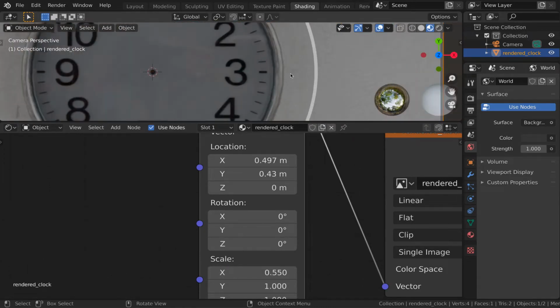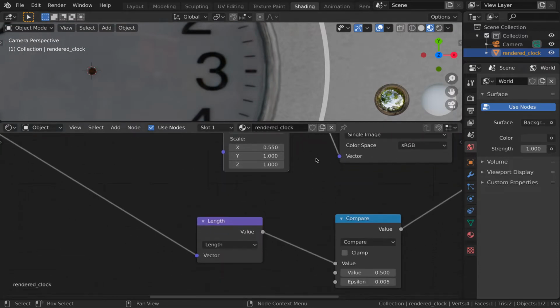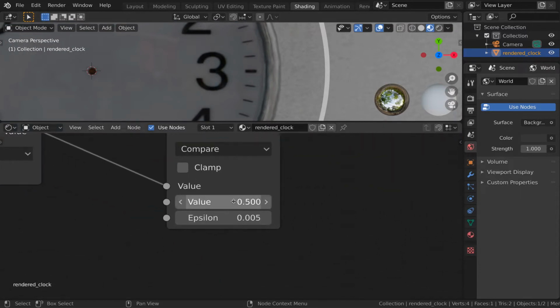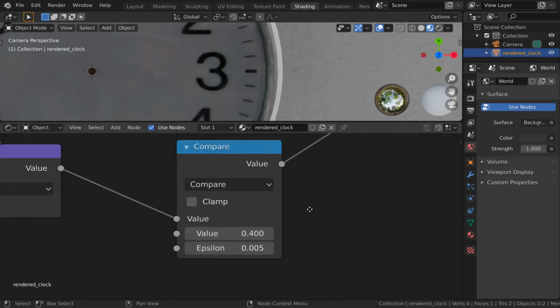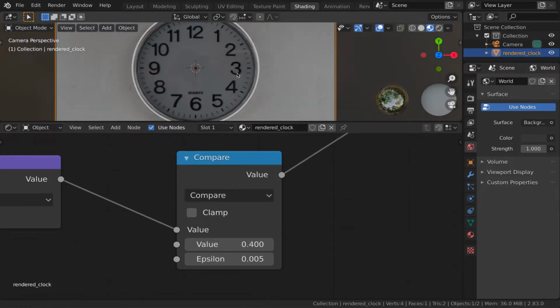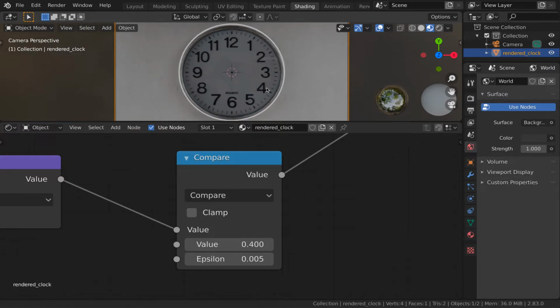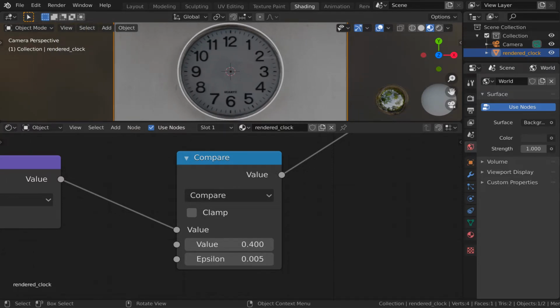After adjusting the math node and the mapping nodes, I found that in my case, the white circle lines up with the outside of the clock when the second value in the math node is 0.4. This means that our clock has a radius of 0.4. That's a number we're going to want to remember.